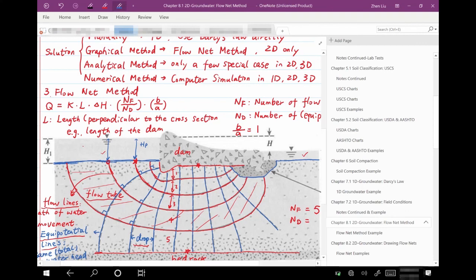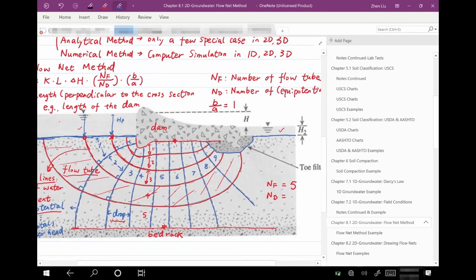So let's do it from the left to the right. 1, 2. So this is the first drop. Second one, 3, 4, 5, 6, 7, 8, 9. So there are 9 equipotential drops.